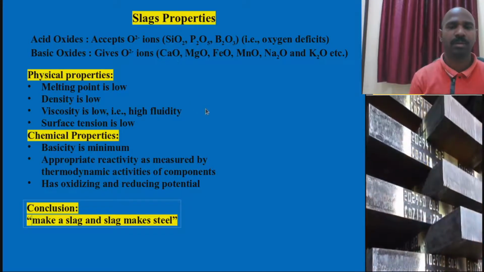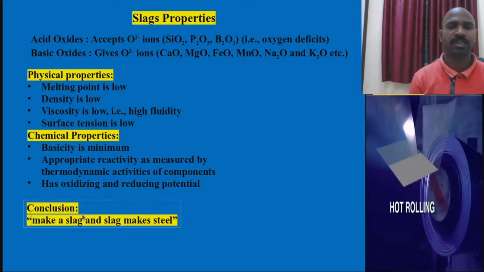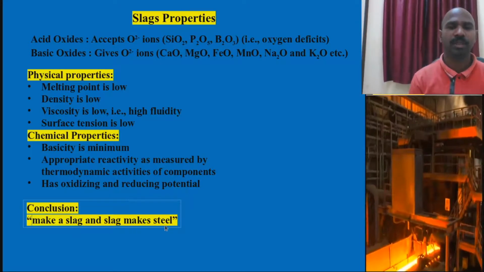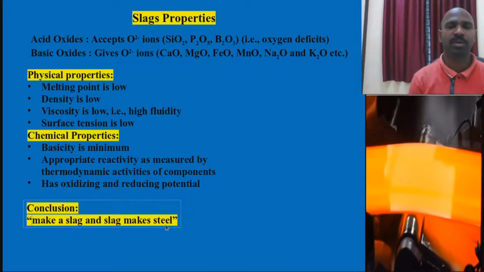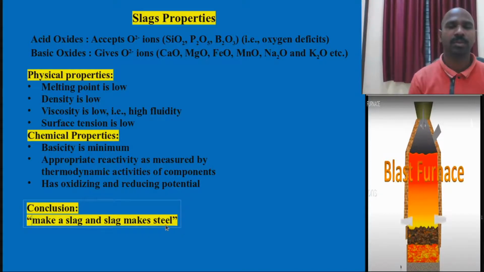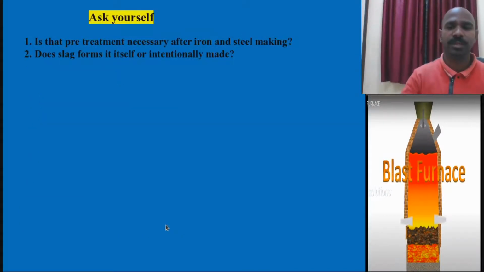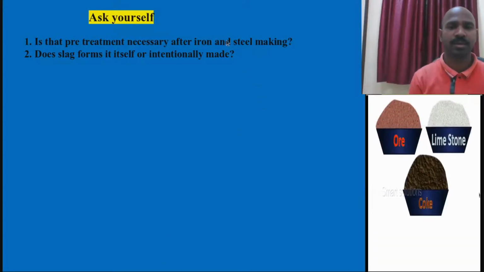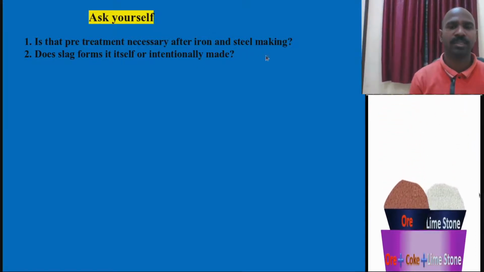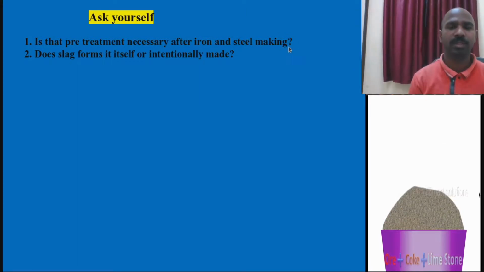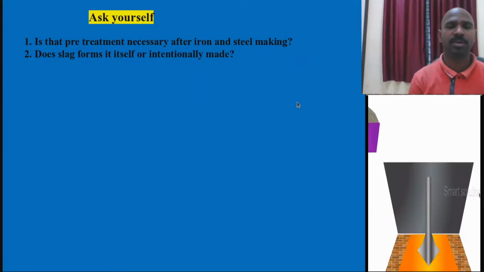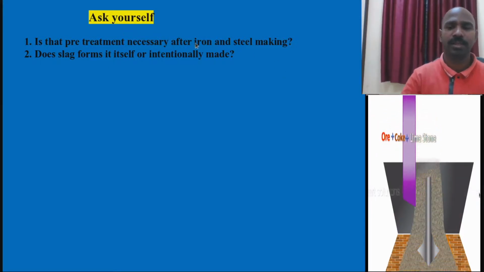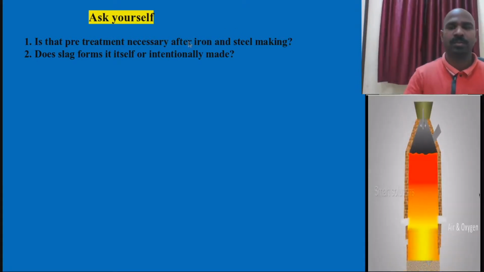About slag properties, the one conclusion is that the metal maker makes slag and slag makes steel, based on the requirement which you want. Remember this quotation and you will get more fundamental ideas. Is pretreatment necessary only after iron making, or is it chosen after steel making also? Even after steel making it is chosen for further reducing the phosphorus. One needs to think about it. Ask yourself, and you will get more and more points. Read textbooks and ask yourself these questions.